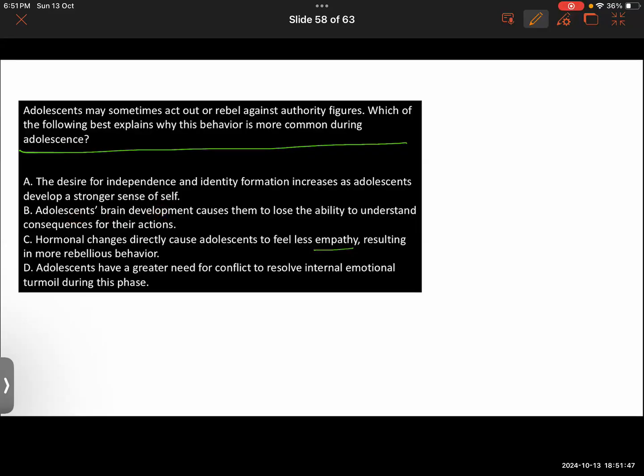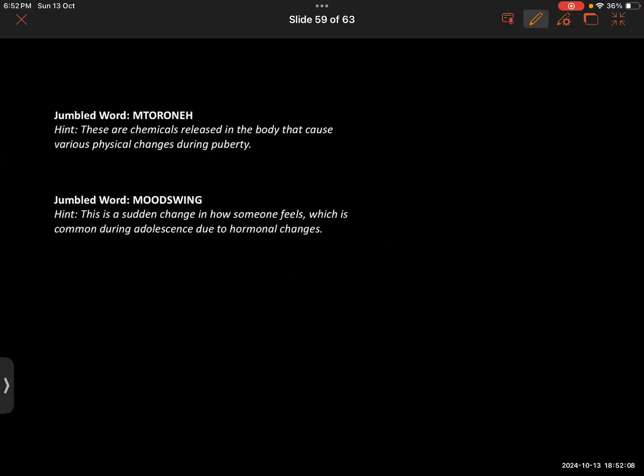Like maturity. Exactly. And the second option was saying that adolescents' brain development causes them to lose the ability to understand consequences of their action. No, that is not correct. Adolescents have a greater need for conflict to resolve internal emotional turmoil during this phase. No, that option is not appropriate. Hope this question was clear to everyone.